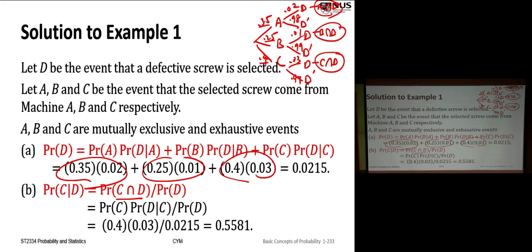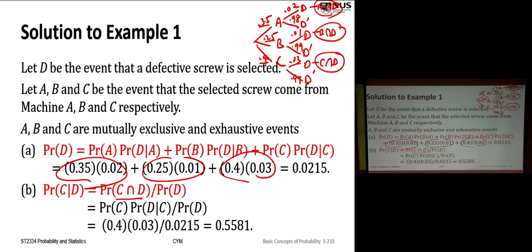It's 0.4, right? I don't know what screw it is. I just take one screw. What's the chance that it's from machine C? It is only a 0.4 chance that it's from machine C. But now if I tell you that this screw is defective, what's the chance it is from machine C? Now the chance changes to 0.5581, 56%. Instead of 40%, now it becomes 56%.